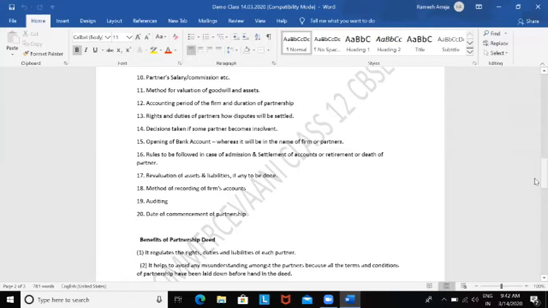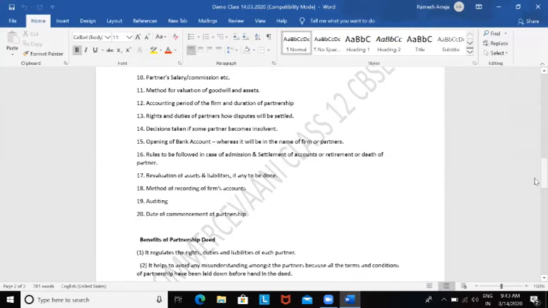I want to leave this. I want to retire from this partnership. So he will retire, and another person will come. Suppose Mr. D is coming. So we are admitting Mr. D, and all the rules to be followed in retirement or admission will be mentioned. Now, revaluation of assets and liabilities, if any, is to be done.